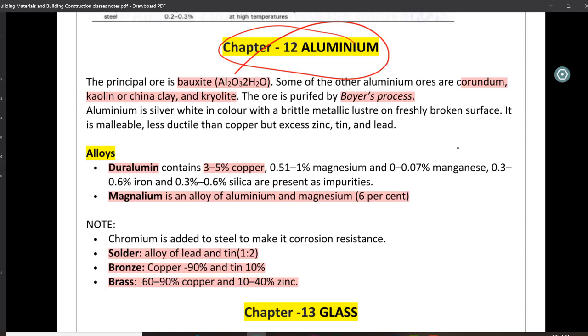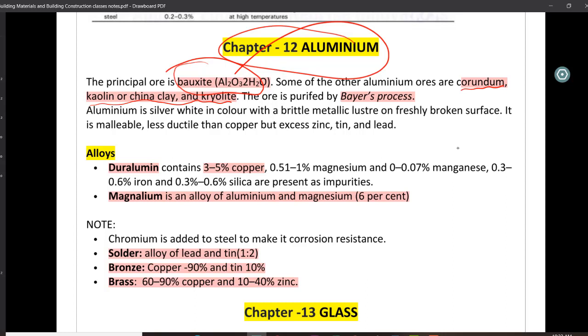Which ore do we basically produce aluminum from? It is from bauxite. Bauxite formula Al2O3.2H2O. Basically the aluminum metal we have right now is from the ore bauxite. There are some other ores also, you can remember the names: corundum, kaolin or china clay, or cryolite.